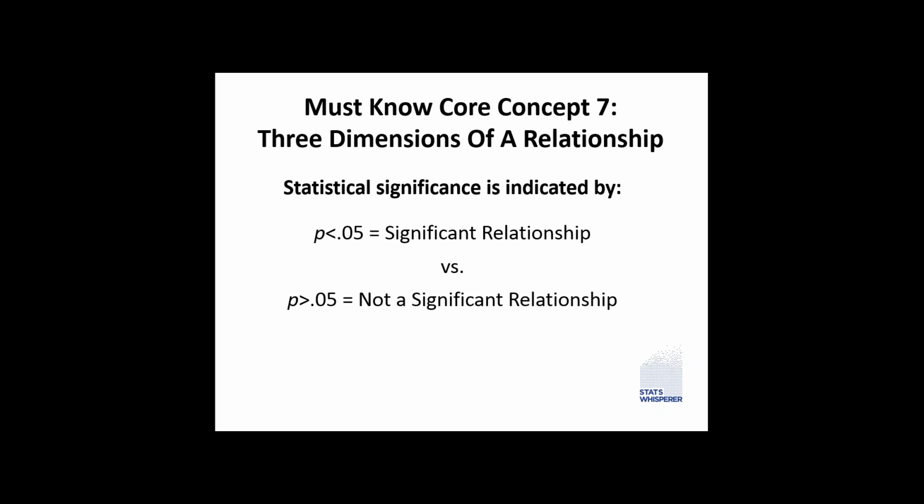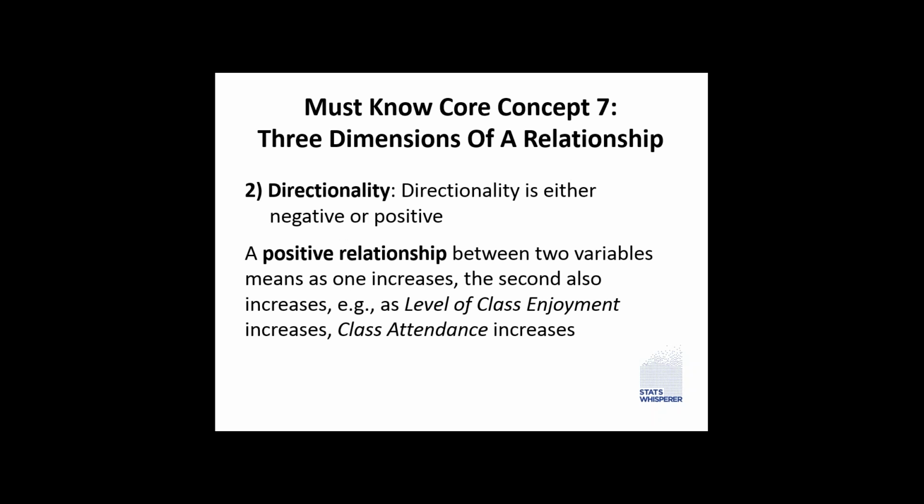So statistical significance, for our purposes, could be less than 0.05, but typically it's 0.05. So is the relationship significant? If P is less than 0.05, it is. If it's greater than 0.05, it is not. Our first consideration. All right, next.